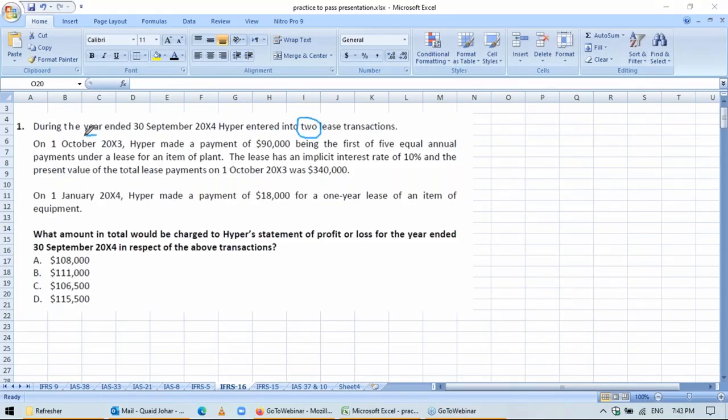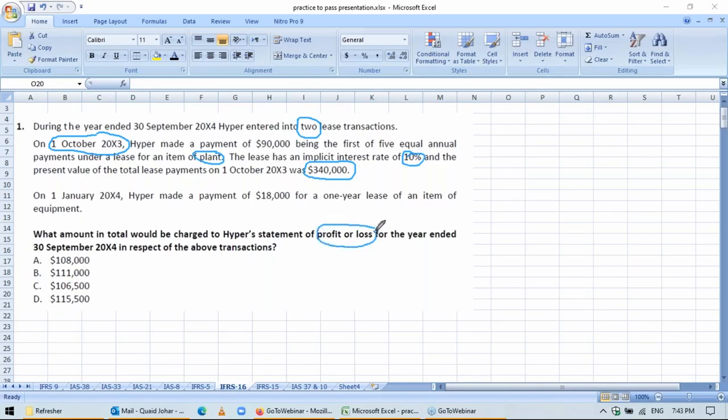On 1 October 2003, Hyper made a payment of 90,000, being the first of the 5 equal installments under a lease for an item of plant. The lease has an implicit rate of 10%, and the present value of the total payment was 340,000. So what are they asking about? What amount in total would be charged to the statement of profit and loss?